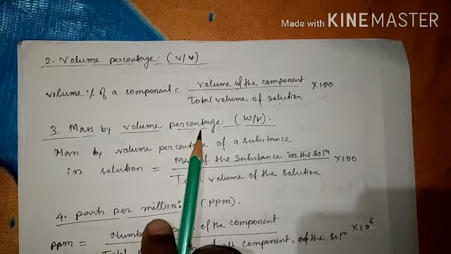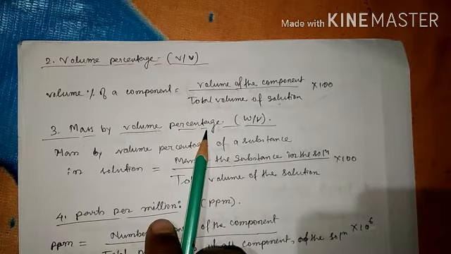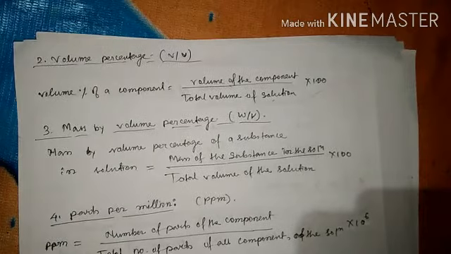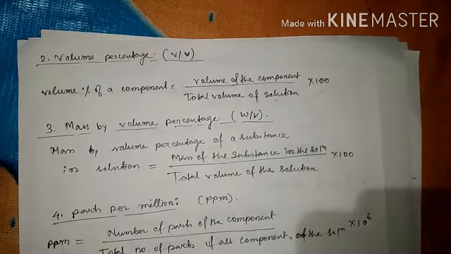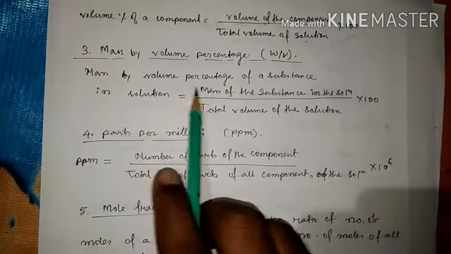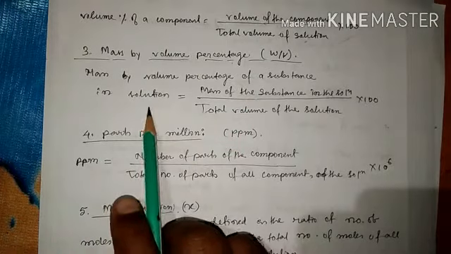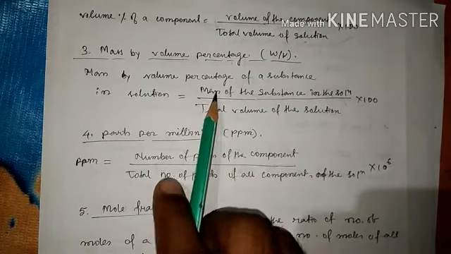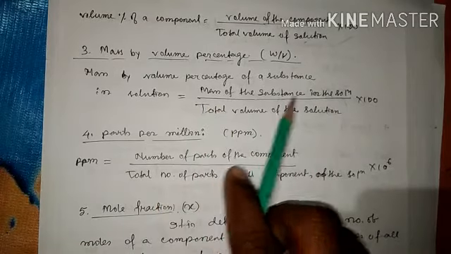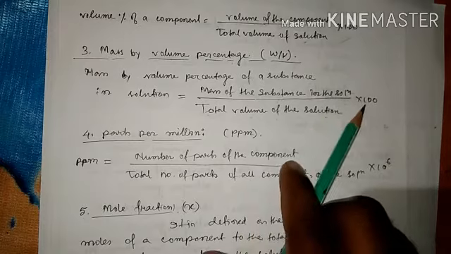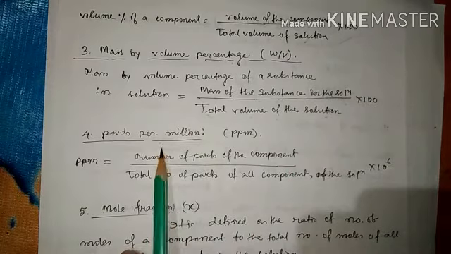Mass by volume percent. Mass by volume percent means the solute is in mass, that means in gram, and the solution is in volume, that means ml. See, mass by volume percentage of a substance in solution is equal to the mass of the substance in solution, that means in gram, the mass of the solute in solution, divided by the total volume of the solution, into 100%.